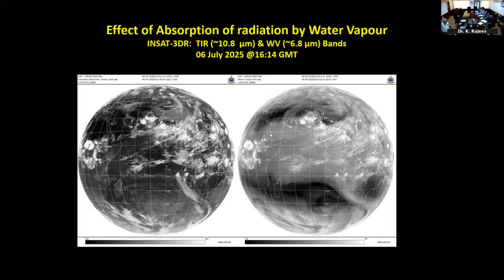This picture I put for radiation transfer, not for satellite. I told you that thermal infrared is 10 to 12 micrometer.